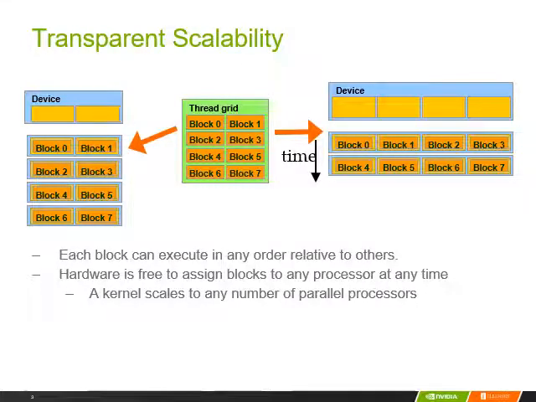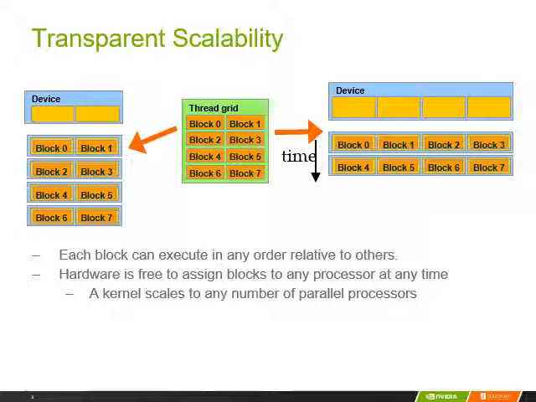This slide shows a simplified picture of how CUDA threads are executed by CUDA devices. In the middle of the picture, we show a small example of a thread grid with only 8 thread blocks. Each of these thread blocks can execute in any order relative to each other, and the hardware is free to assign thread blocks to any processor at any time.